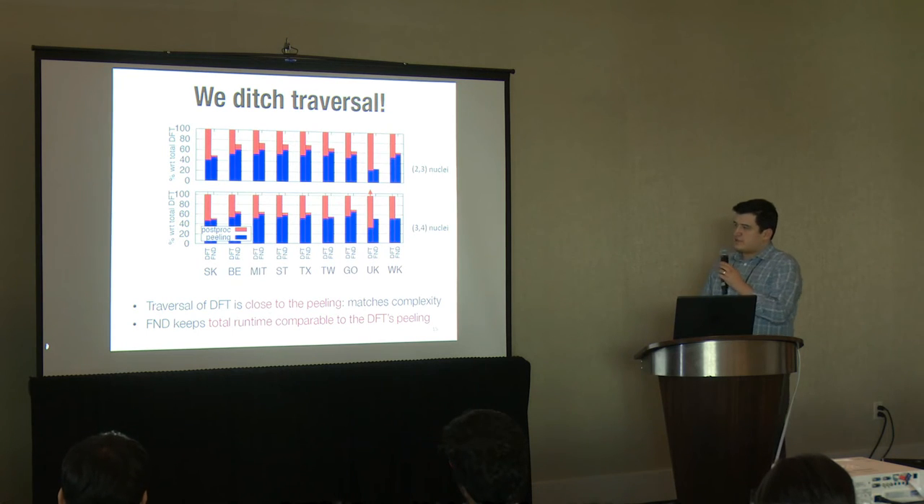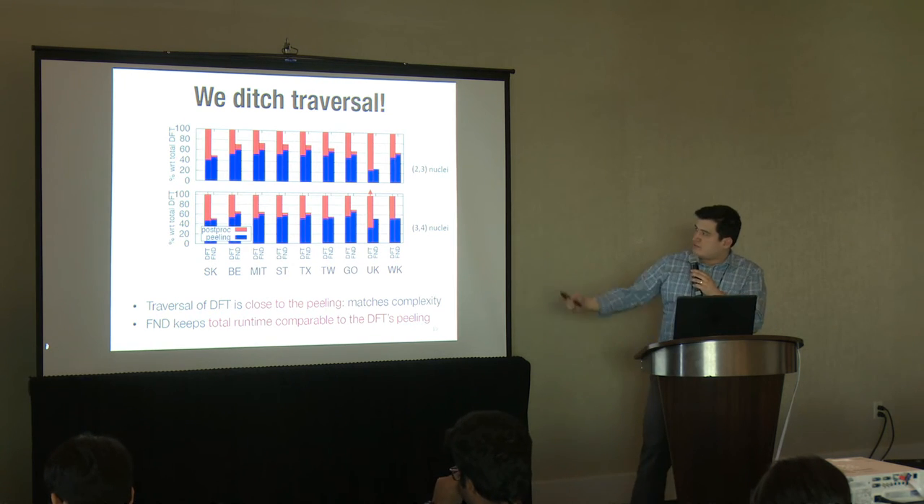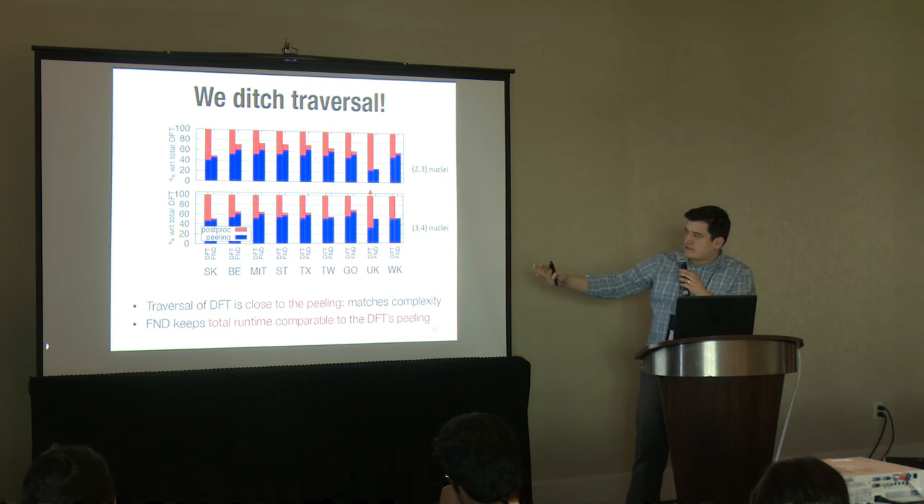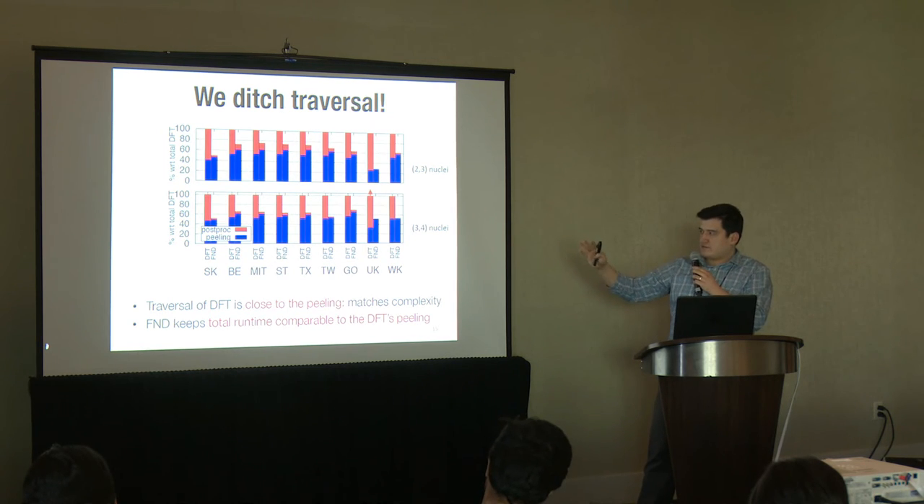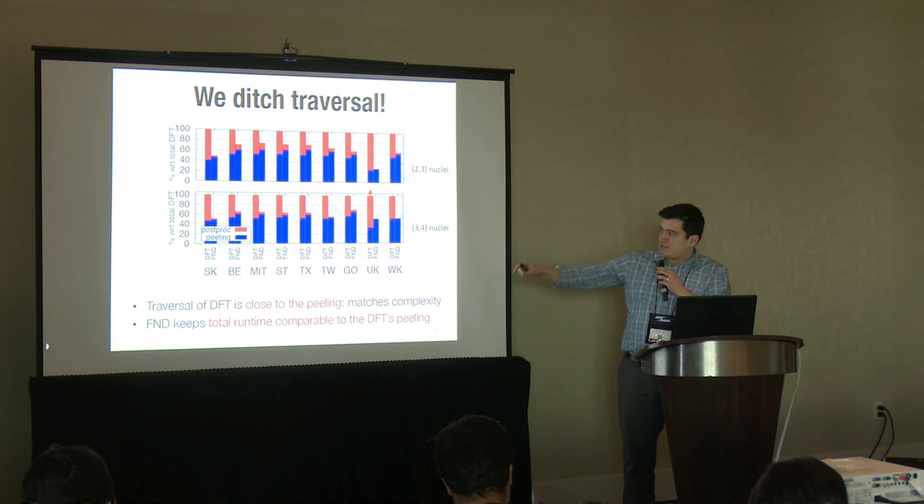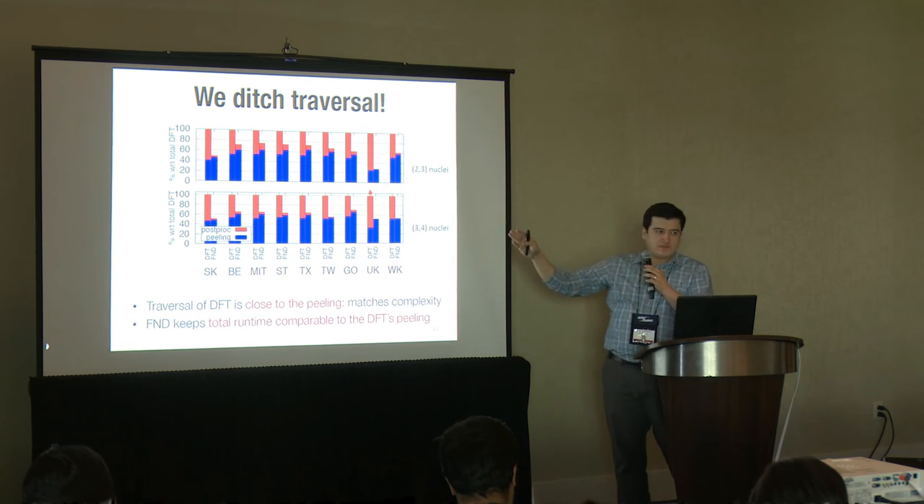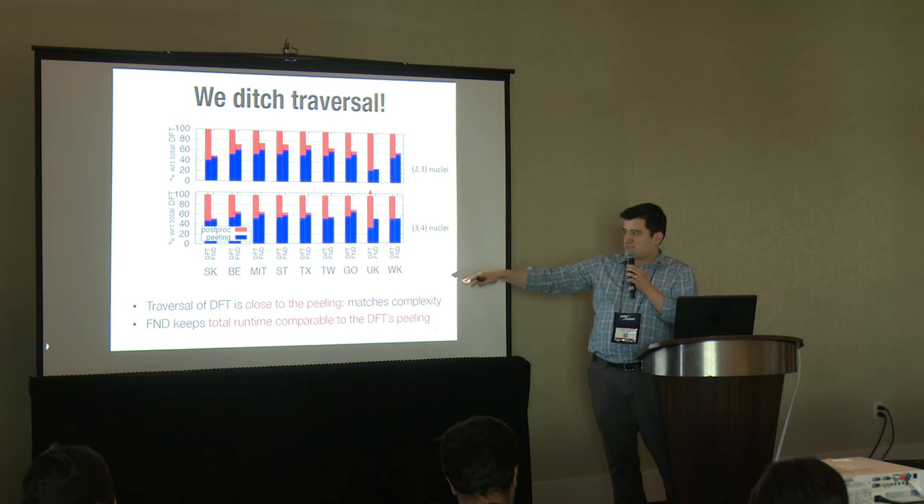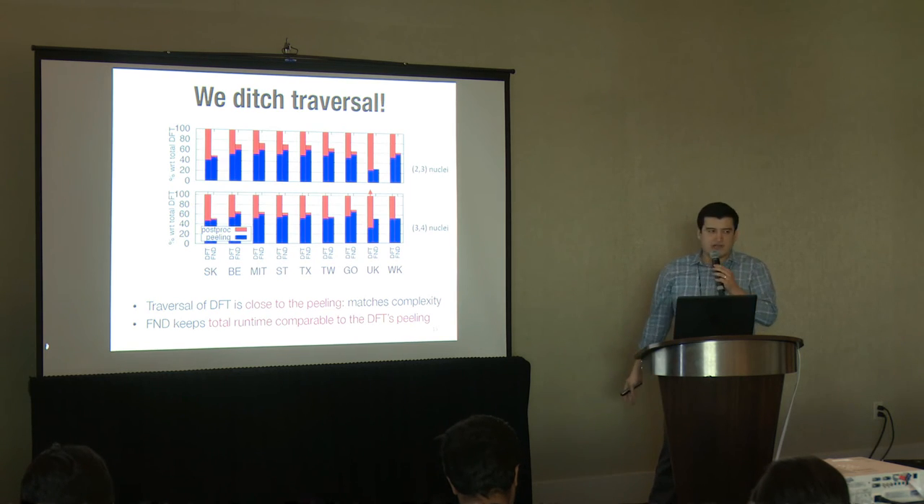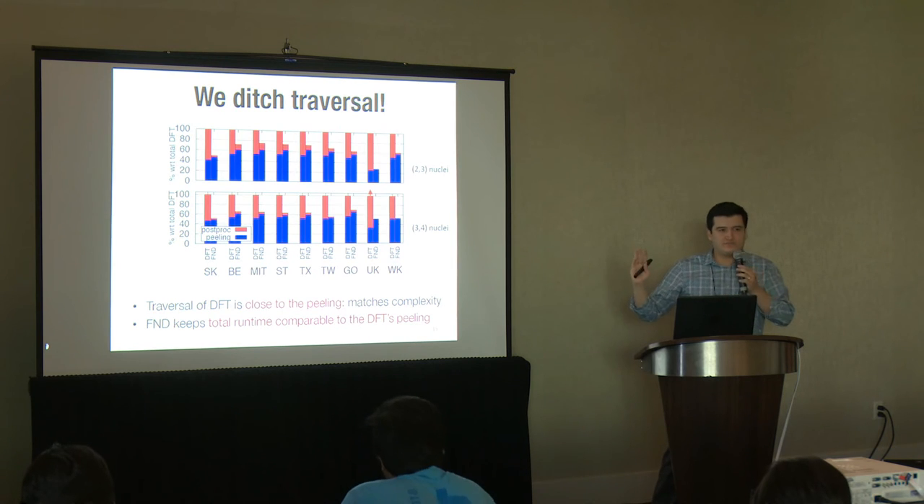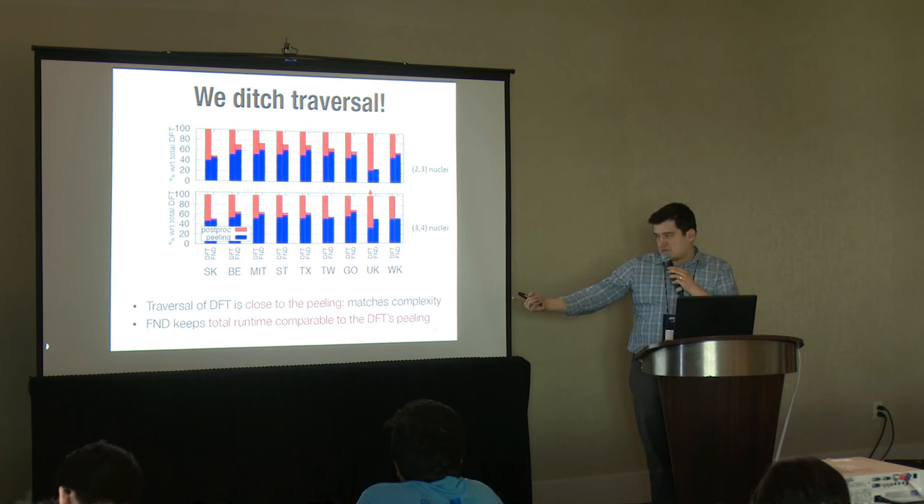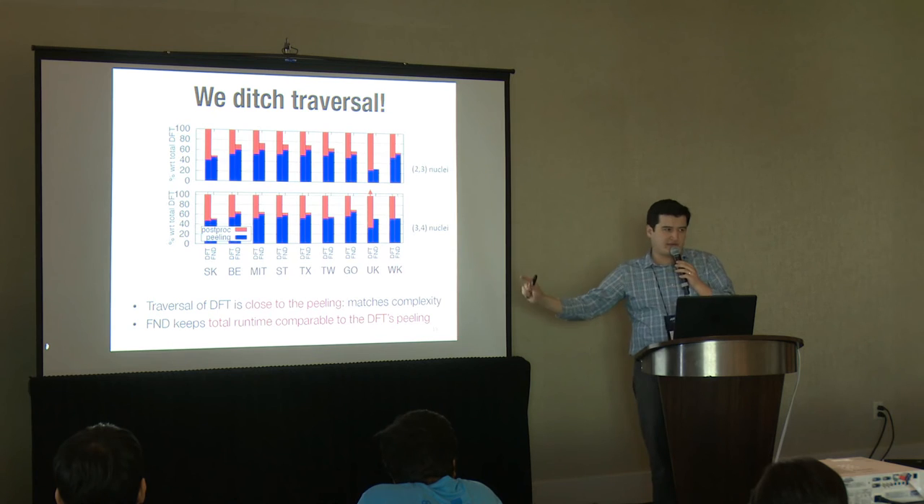Those are the results to show the impact of avoiding the traversal. This top one is 2,3, and this is 3,4. What we compared is that the left bars are the DFT and the right bars are with avoiding the traversal. We basically get rid of those red bars, which correspond to the traversals. For most of the graphs in the 3,4 nuclei case, we reduced the runtime by half. And the FND's total time is comparable to just the DFT's peeling part.